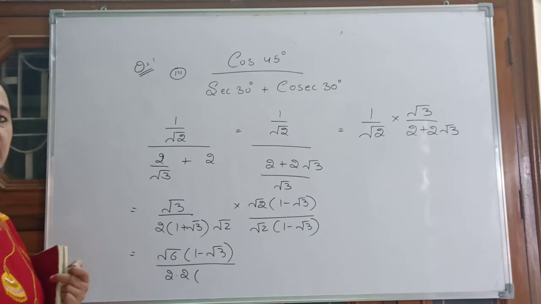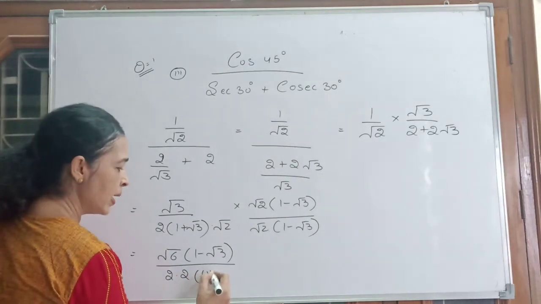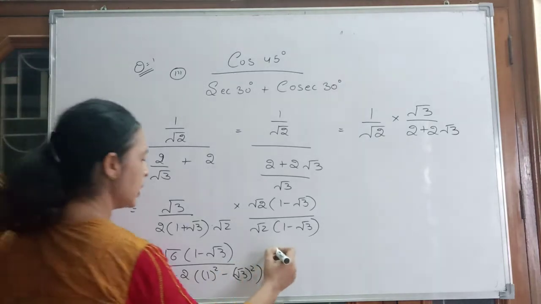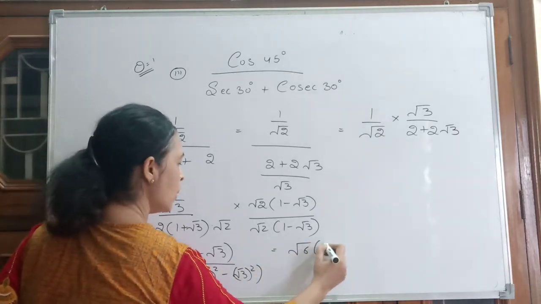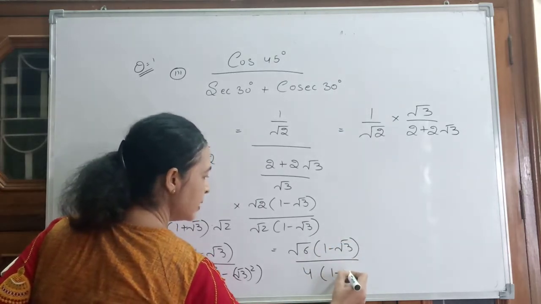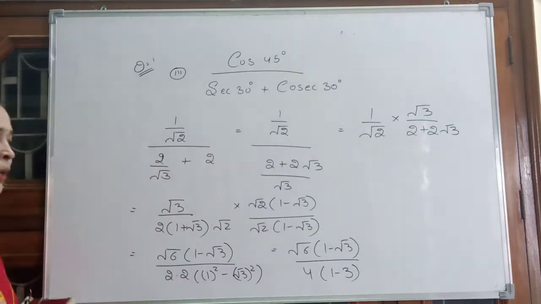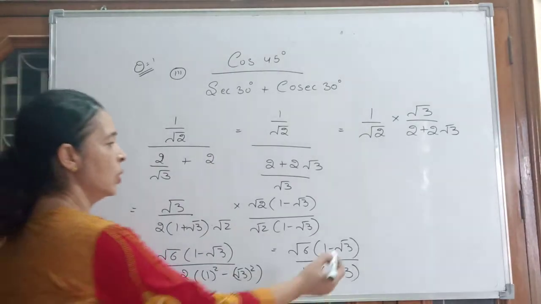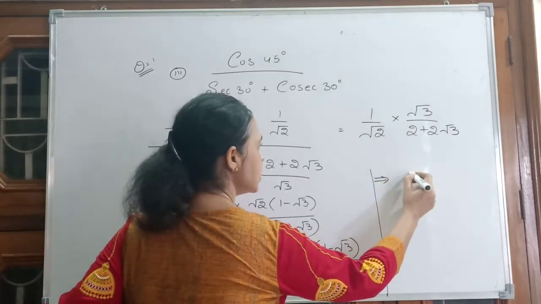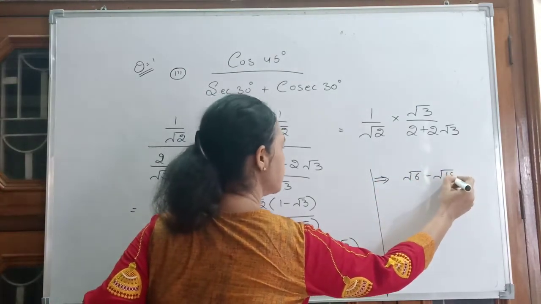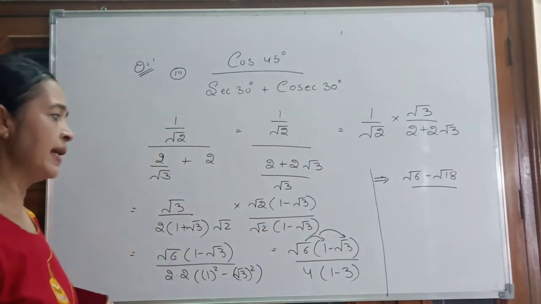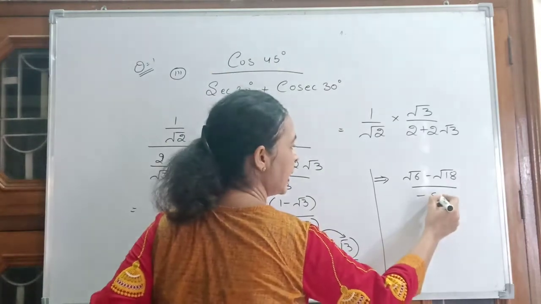A whole square minus B whole square. 1 square minus root 3 whole square. What will you get? Root 6, 1 minus root 3 upon 4. 1 minus 3, 1 minus 3 is minus 2. You will get minus 8. Root 6 minus root 18. We have taken root 6 inside upon minus 8.